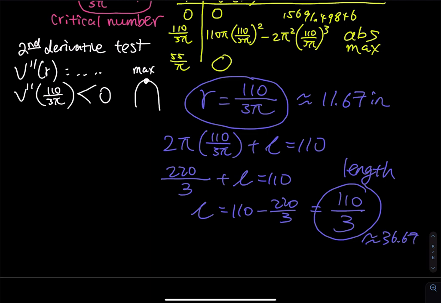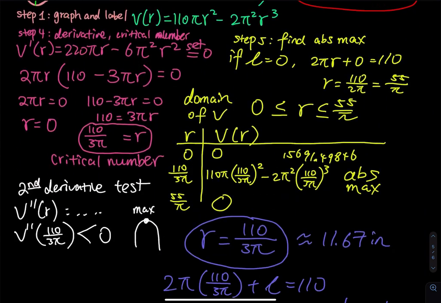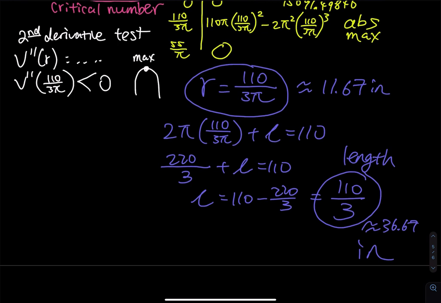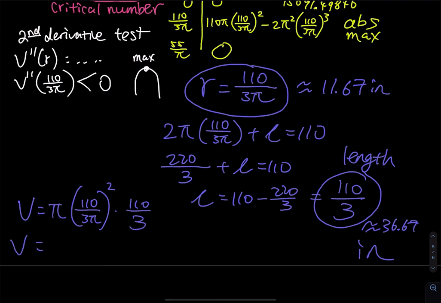I believe that they use inches, right? Yep. So this will be inches, and then this will be inches. And then what about the volume? The volume is equal to pi r squared, so that is pi times (110 divided by 3 pi) squared times the length. The length is 110 divided by 3. Of course, you will get an exact answer, and then that is approximately equal to something. And then what's the unit? The unit is in cubic inches, right? So inch, and then you write 3, cubic inches.